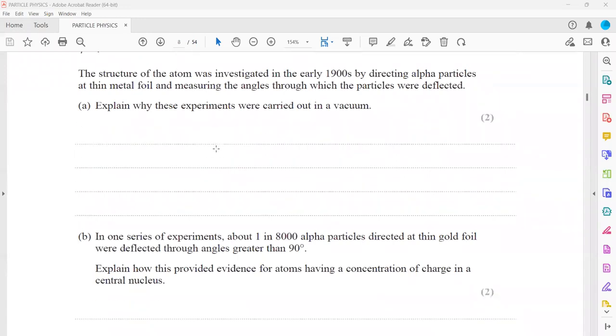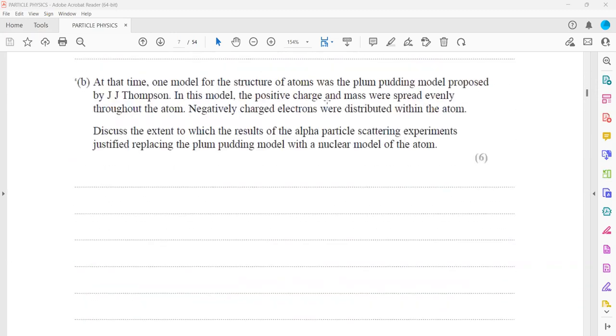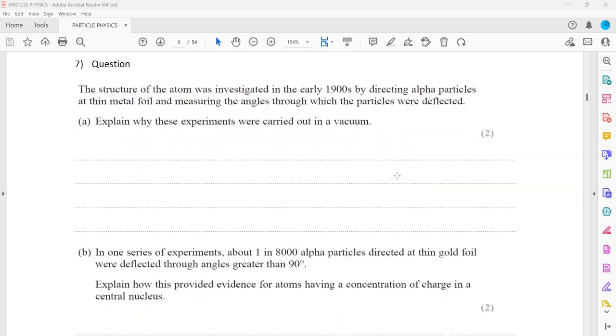Then question 7, also related to the Rutherford experiment. The structure of an atom was investigated in the early 19th century by directing alpha particles at a thin metal foil and measuring the angle through which the alpha particles are deflected. Explain why these experiments are carried out in a vacuum. Previously the same question was there for 1 mark, like why there's a vacuum. Now it's for 2 marks.